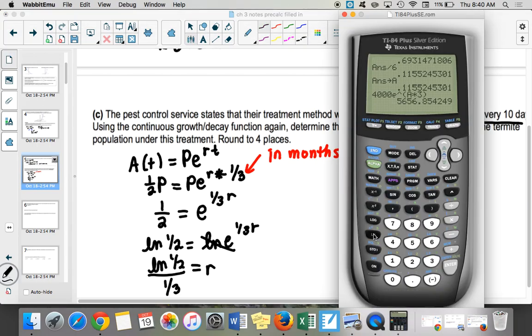So if I find that, I do natural log of 1/2, so I could do like 0.5. I take that answer and I divide by 1/3, which is the same as multiplying by 3 if you'd rather do that. So now it's a negative number, so I get negative 2.079.